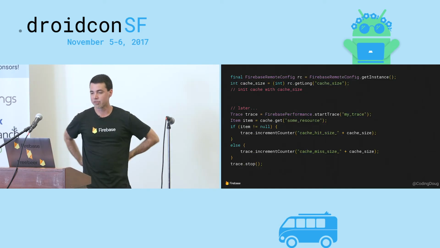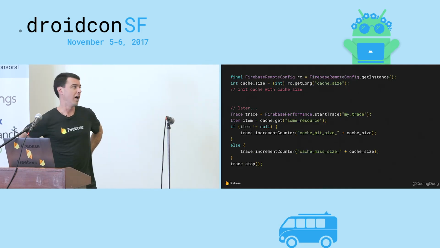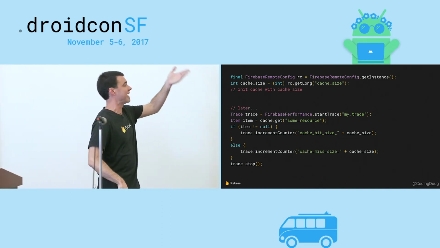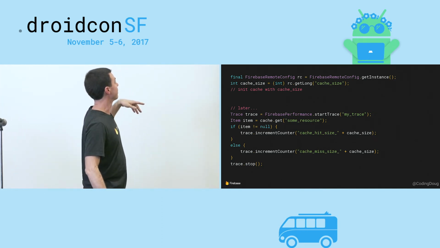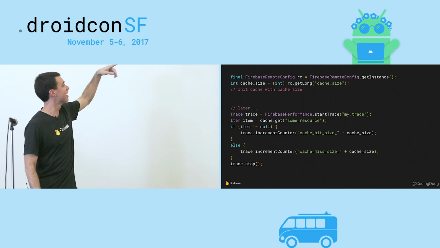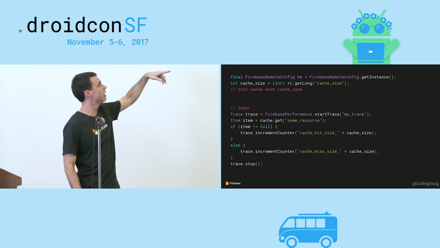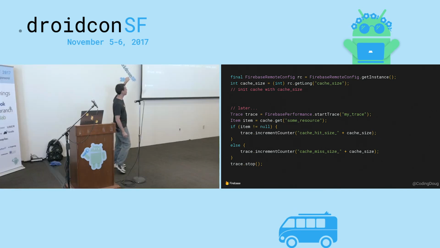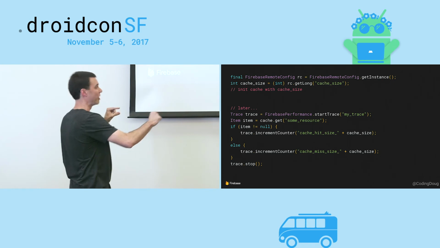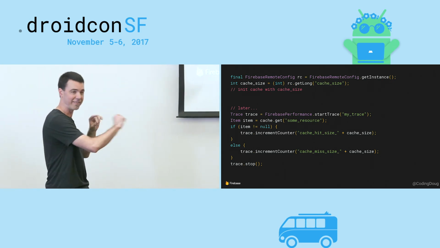So again, you can use the Firebase Remote Config API and set up a parameter. I'm just calling this one cache size. It's rather arbitrary. So what I do is I create a trace, I reach into the cache to get some resource, and increment a counter. Now notice here I've got 2 different counters. I've got one for cache hit size and this cache size parameter, and one for cache miss size, and again that cache size parameter.